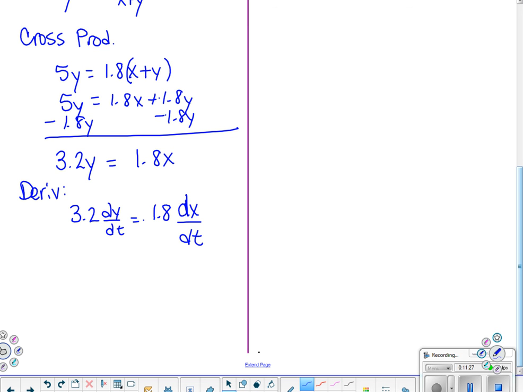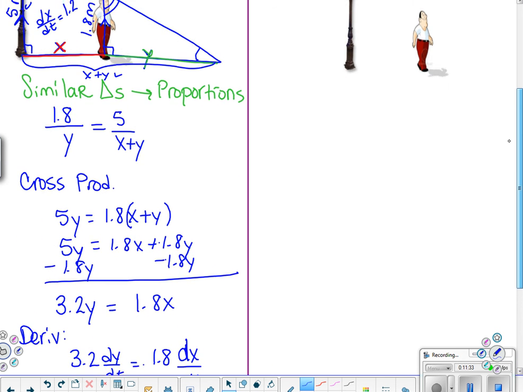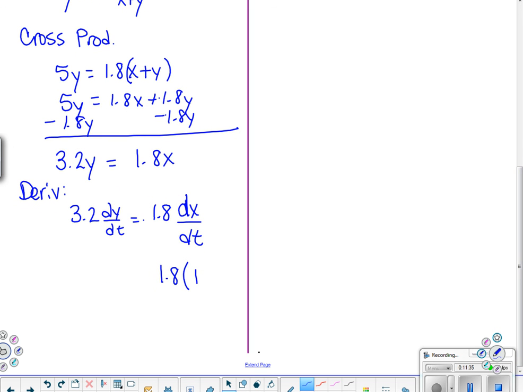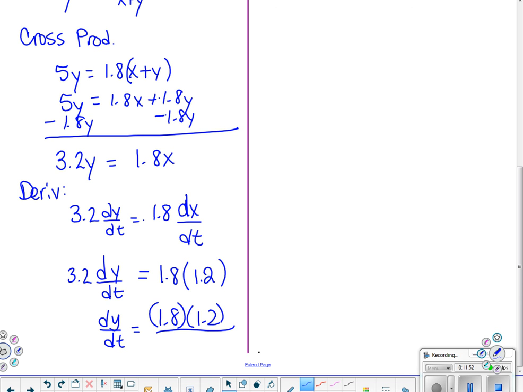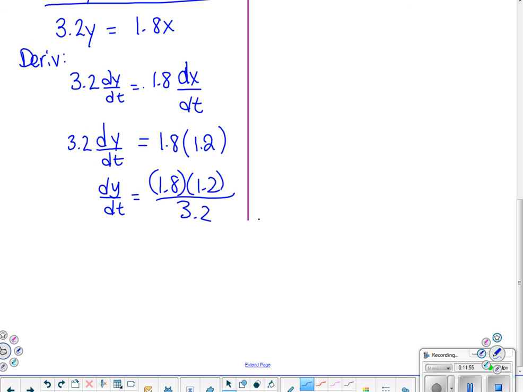So for dx/dt, I can fill in the fact that he was walking away at a speed of 1.2 meters per second, and solve for dy/dt. I had a 3.2 there, so we're going to divide to get dy/dt equals 1.8 times 1.2 divided by 3.2. Calculator time.